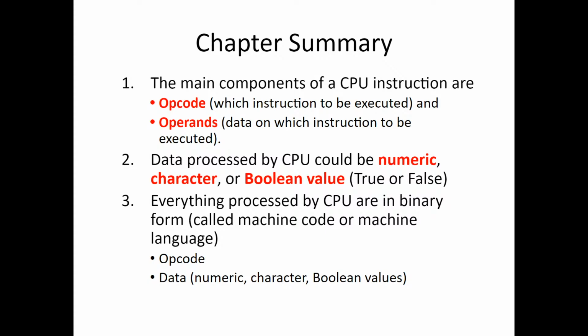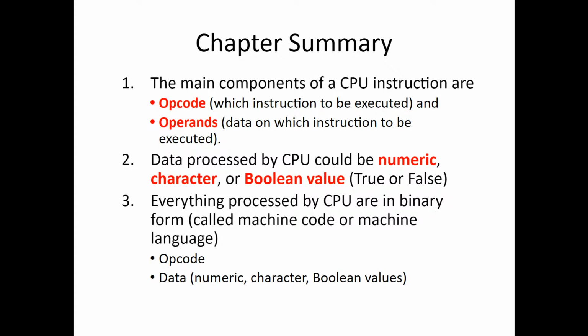We're actually going to start off where we left off last time, with the chapter summary. A quick summary is that the main components of the CPU instructions include the opcode and operands. The opcode is the instruction, and the operands are the data. Instructions and data are the basics of every single program that you write, and they're also the basics of how a CPU can run everything that you tell it to do.